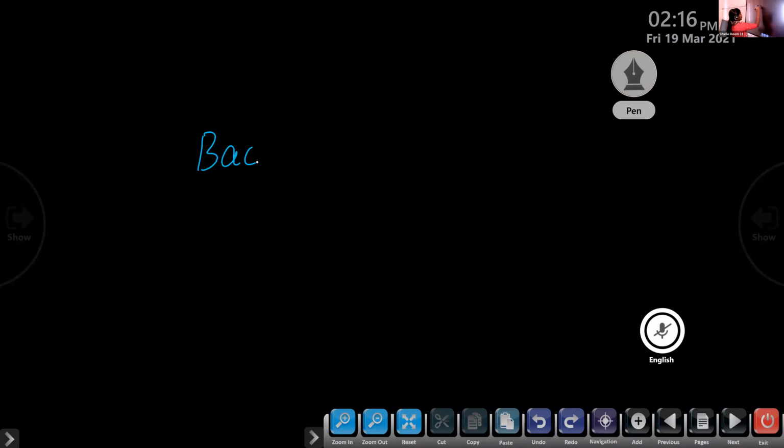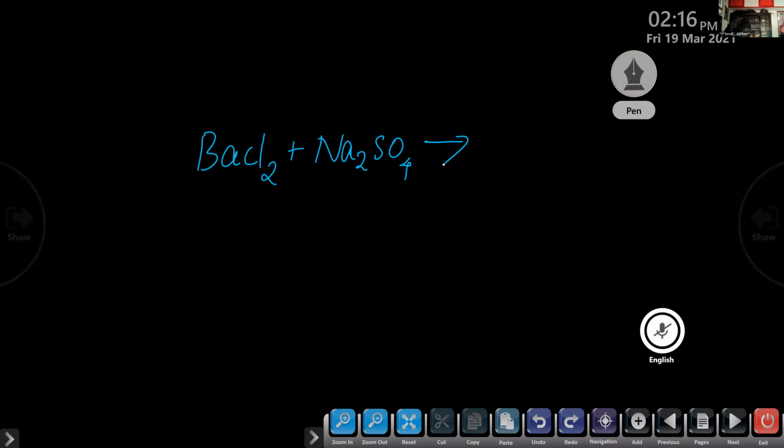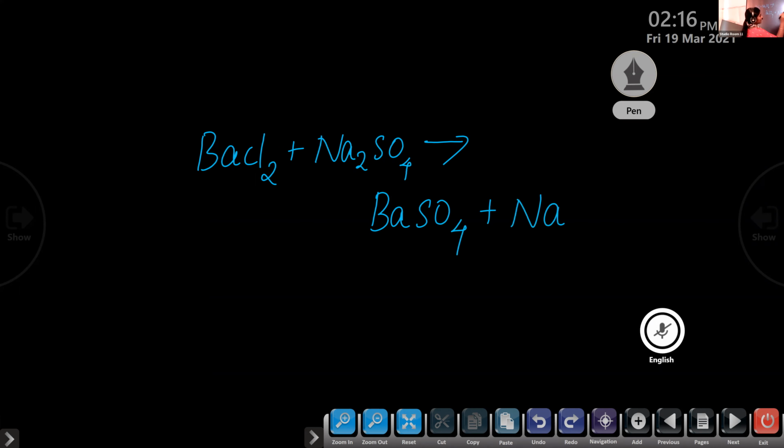Solution of barium chloride, so BaCl2. Then sodium sulfate, Na2SO4. In water, they react to give insoluble barium sulfate and a solution of sodium chloride.